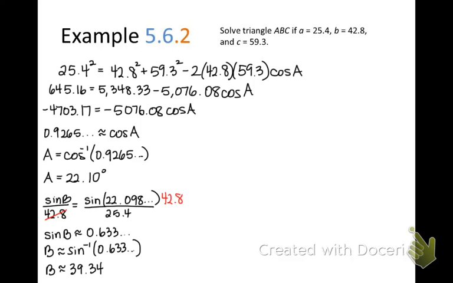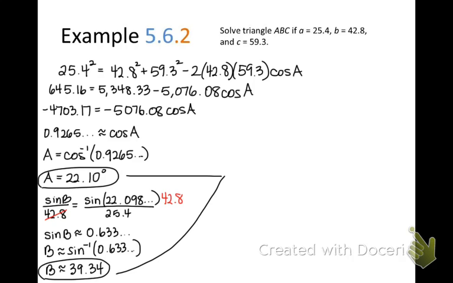Am I done solving the triangle? I've got this B angle and I've got this A angle. What am I missing? How can I find C? At this point, what can I do? Just subtract the two angles you know from 180, right? That part, we can now use the rounded values because those two are close enough, and we need to add them to 180.